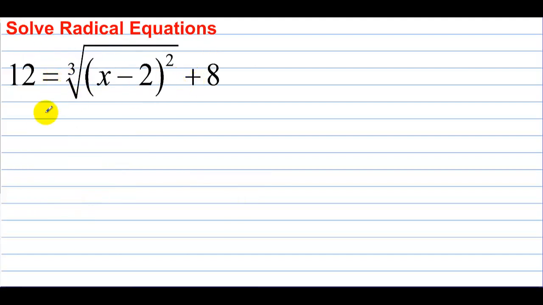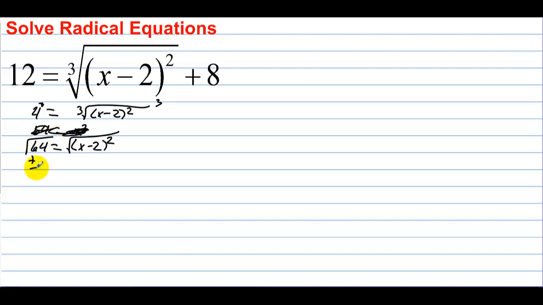Let's solve this one. Let's minus 8 over. We got 4 is equal to the third root of x minus 2 squared. Let's take both sides to the third power. That's 64 is equal to x minus 2 squared. Let's square root both sides. We got plus or minus 8 is equal to x minus 2. So x equals 2 plus or minus 8. So x is equal to 10 or x is equal to negative 6.